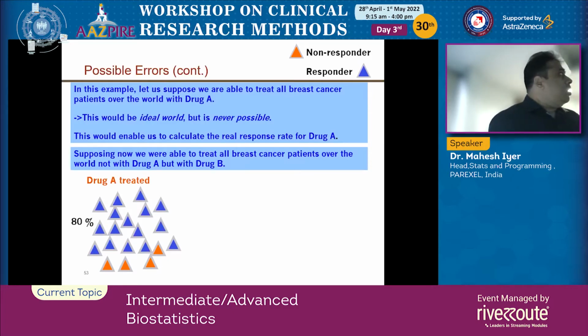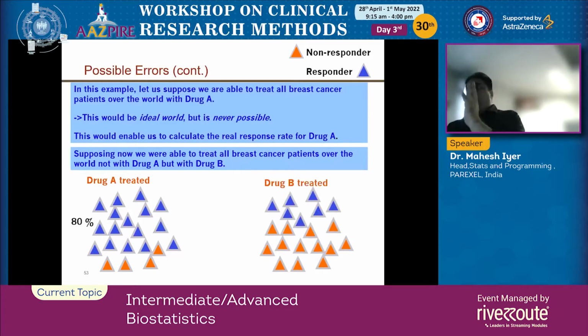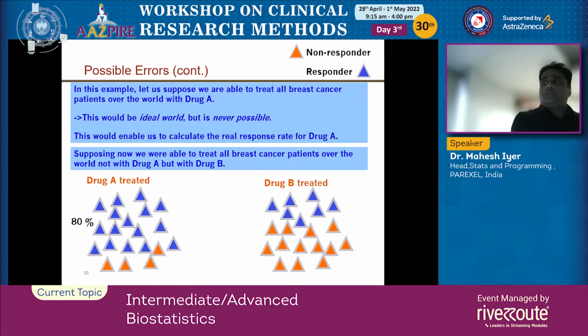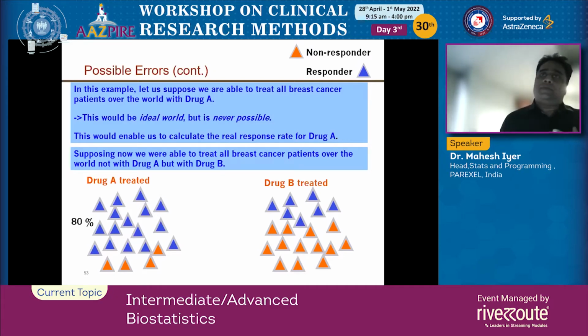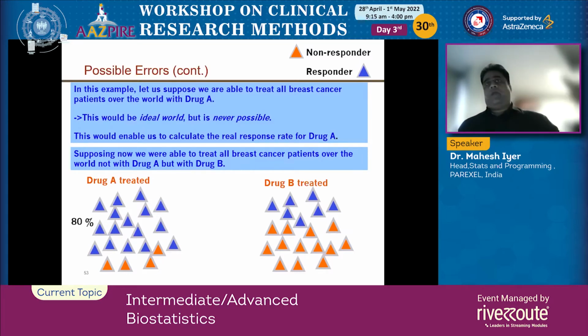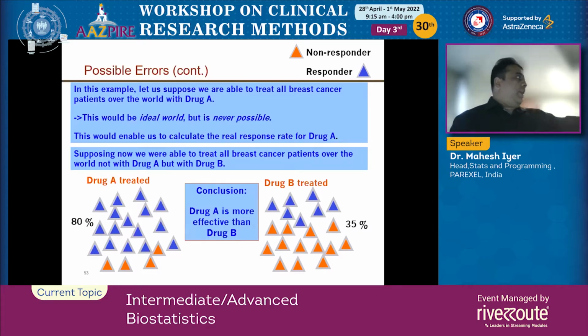Now what happens is you go to an alternate universe, because everything in Marvel now is about multiverses, right? So you go to an alternate universe, and there treat all these same patients with drug B, and you see what the response rate with drug B is. So now this is your drug A and drug B, these are your full population. Drug A response rate is 80%, drug B is 35%. Obviously, drug A is better than drug B. Simple. This is easy to do, no error at all. Fantastic if you can treat every patient in the population.